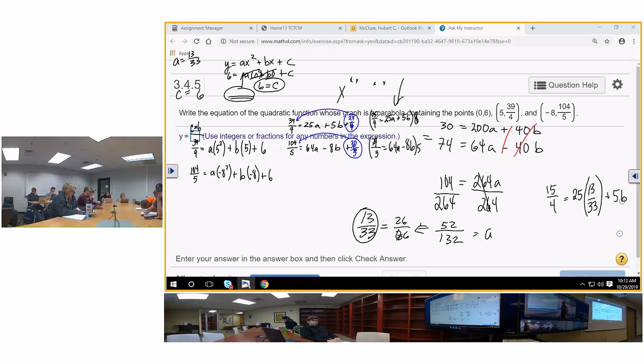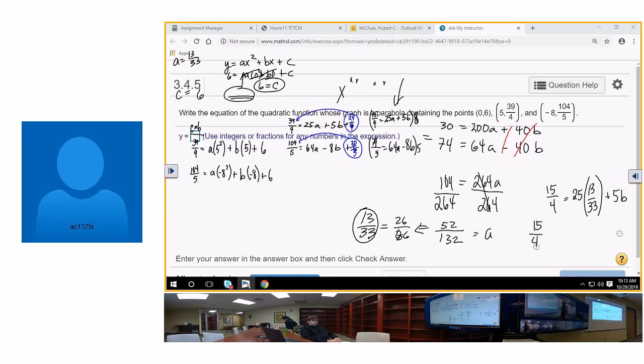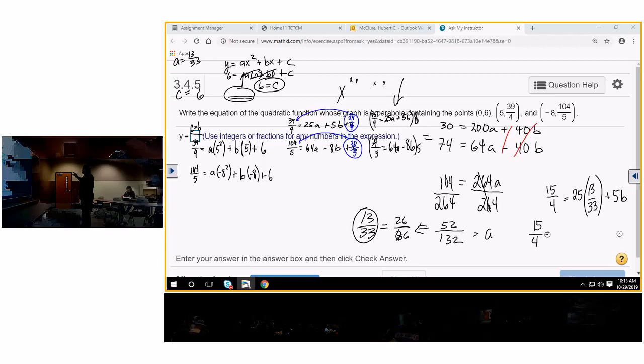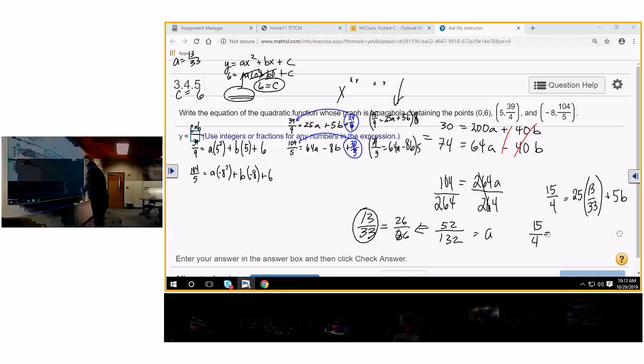15 over 4 is equal to, okay, 25 times 10 is 250 plus 75. 250 plus 75 is 325. Somebody check me. 325 over 33 plus 5B. 25 times 13.